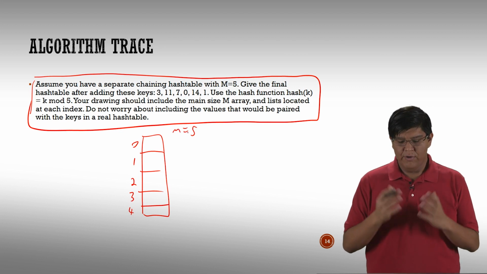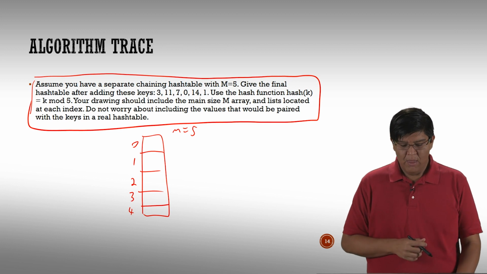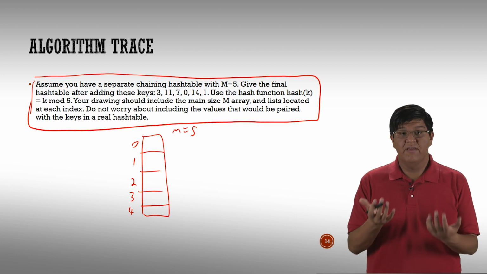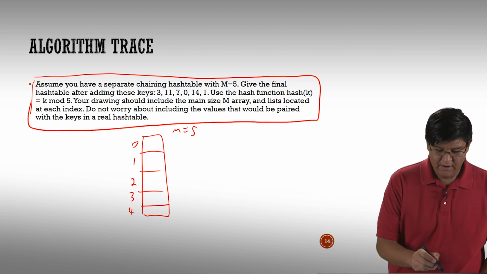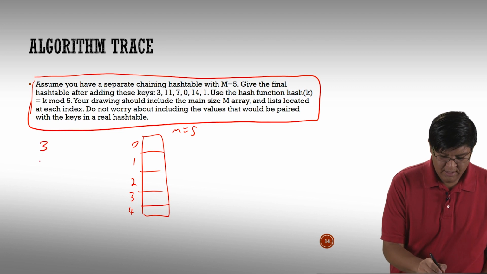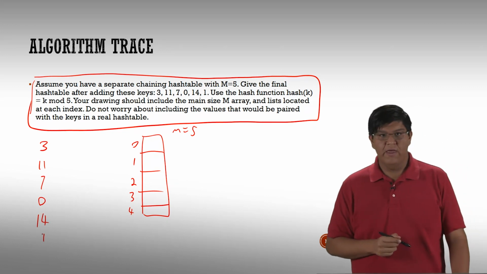So what's next? Okay, let's continue in the prompt. All right, so we want to add the following keys: 3, 11, 7, 0, 14, and 1. Okay, so how do we do that? Well, first of all, I need to know a hash function. If I don't have a hash function, I don't really have any hope of being able to do anything. So let me start over here. I'll write these out: 3, 11, 7, 0, 14, 1. So those are my different values I want to add.